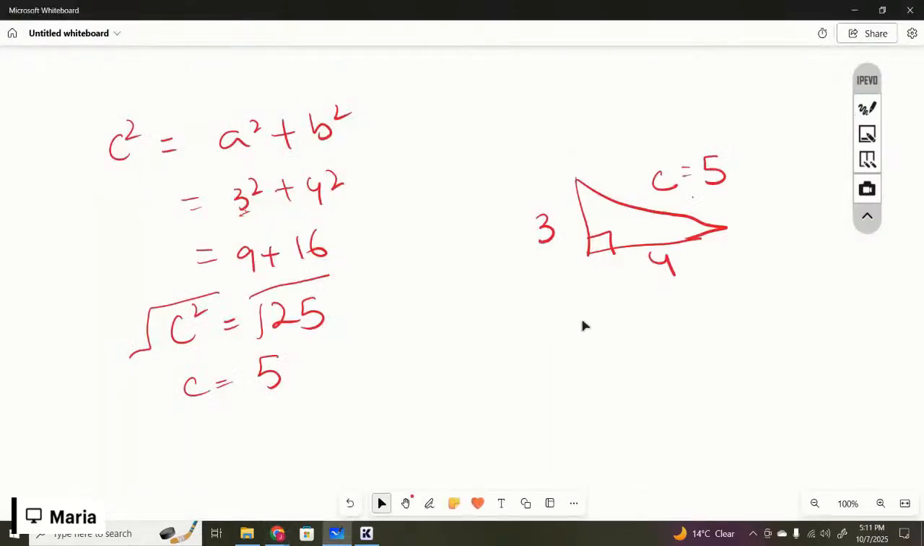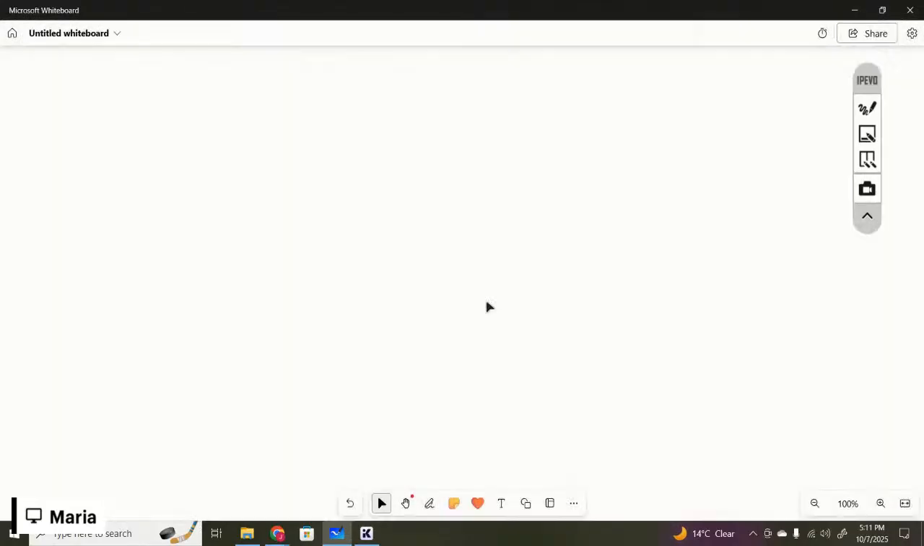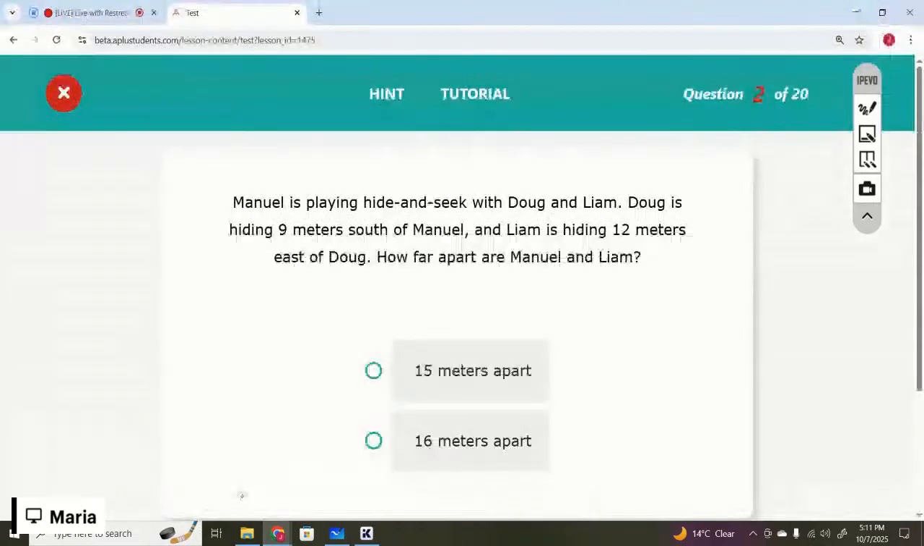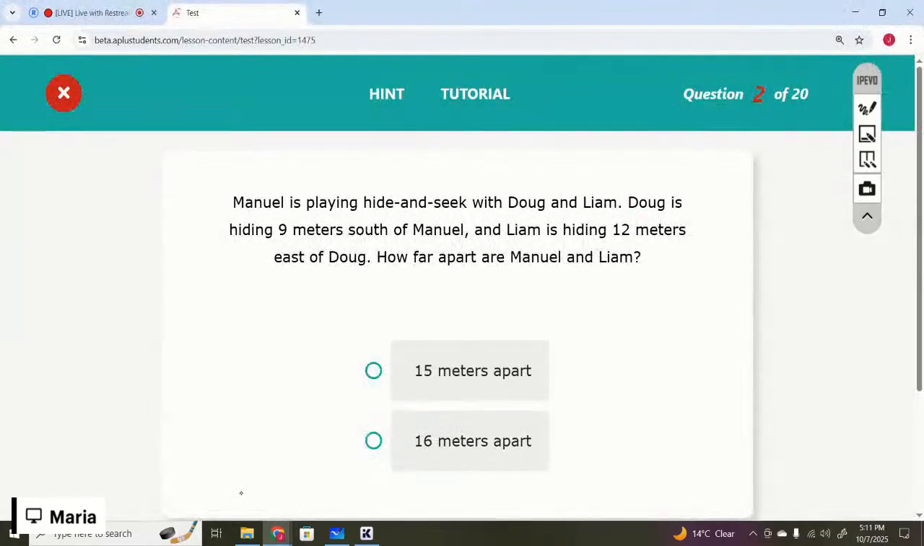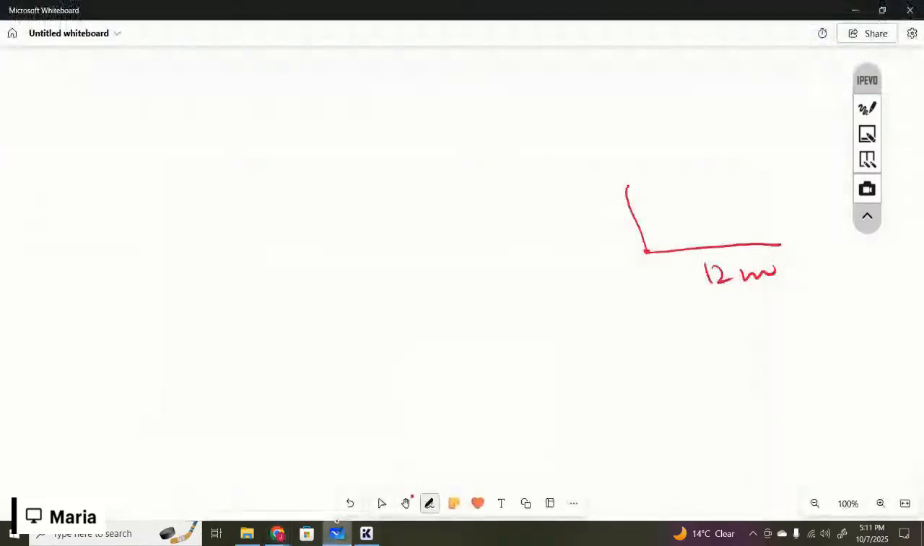Okay. So this is the position of Manuel. One of them is hiding in the south, the distance is 9 meters. The other one is hiding in the east, the distance is 12 meters. We need to find the distance, how far apart they are. So we need to calculate the C again.